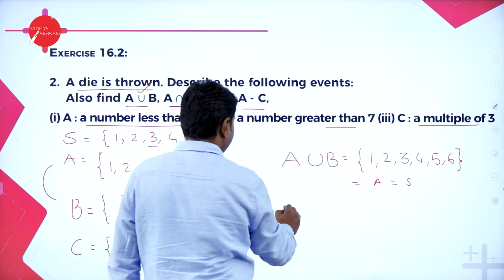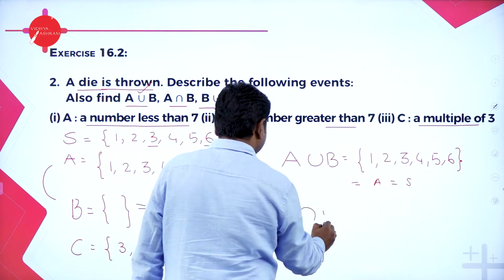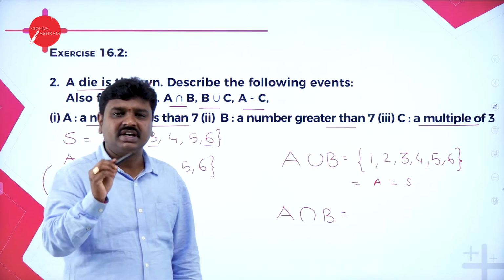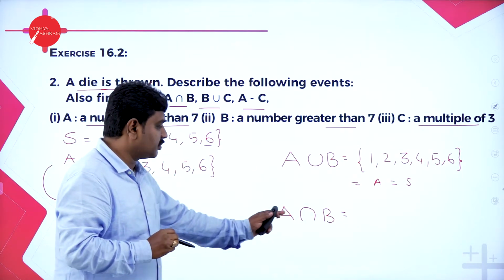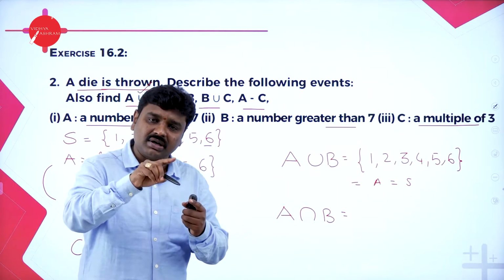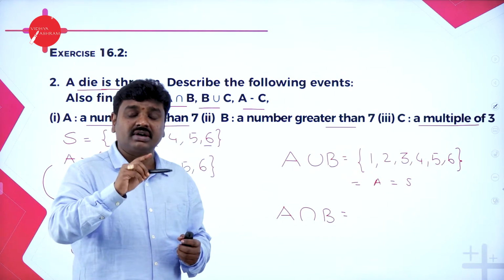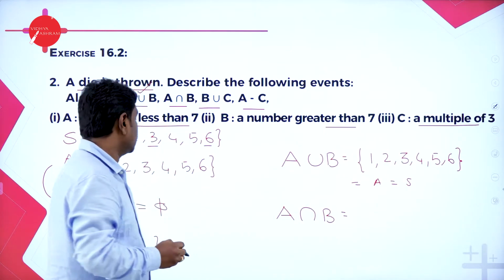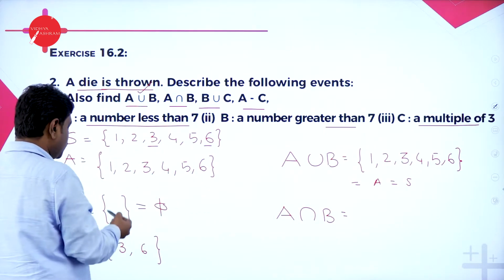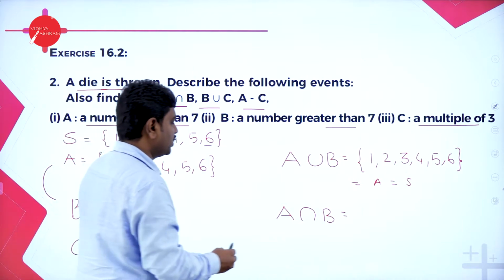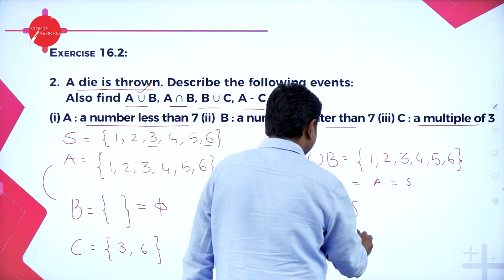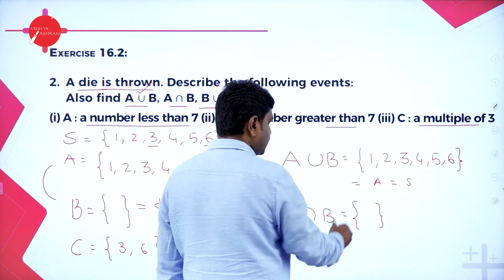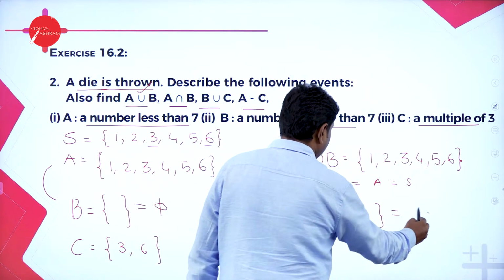Then they want A intersection B. What is meant by A intersection B? Common elements of A and B. All of you know set theory. In set theory, A intersection B means you should write the elements which are present in both A and B. A is 1, 2, 3, 4, 5, 6. B is the null set, so we don't have any common element. So it's again the null set. Any set intersection the null set is the null set. A intersection B is the null set or empty set. You can write it like this, or you can write the symbol.